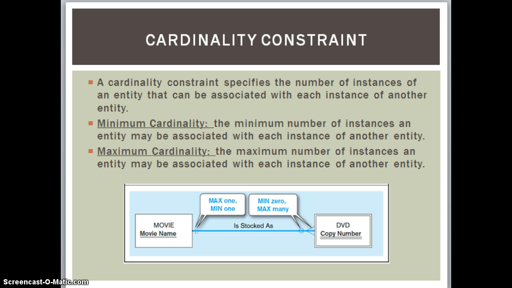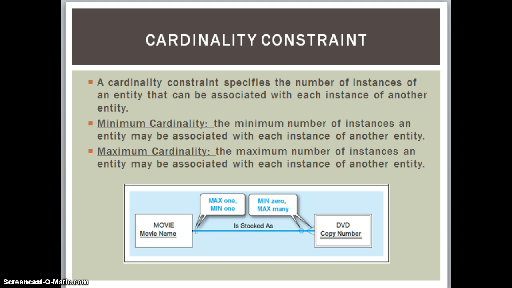Cardinality constraint specifies the number of instances an entity can be associated with another entity instance. A minimum cardinality states the minimum number of instances an entity may be associated with another entity. This is depicted by marking the furthest away from the associated entity. So in the example provided, the minimum cardinality for the entity movie is 1, as depicted by the single vertical line, and the minimum for DVD is 0, as depicted by the circle.